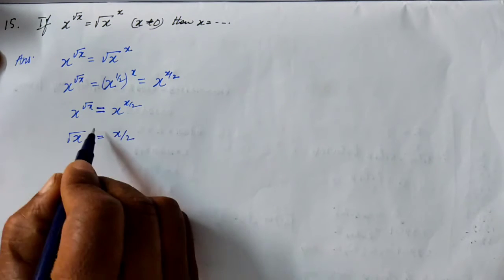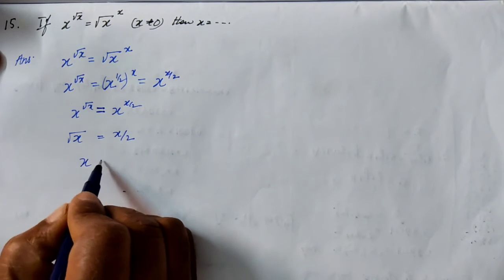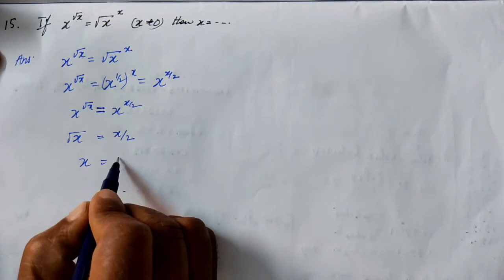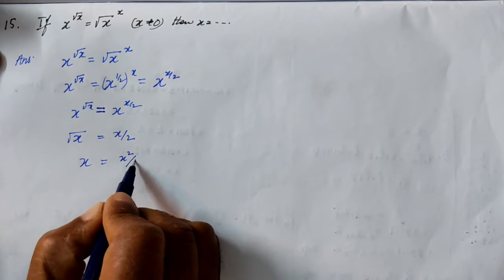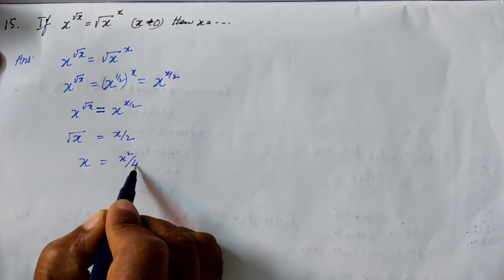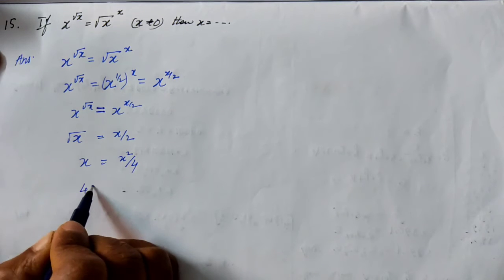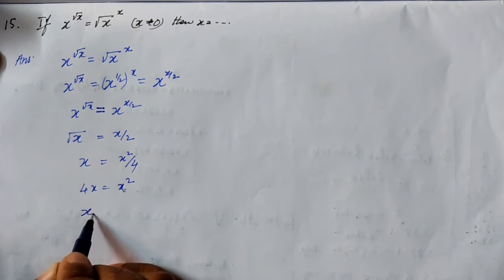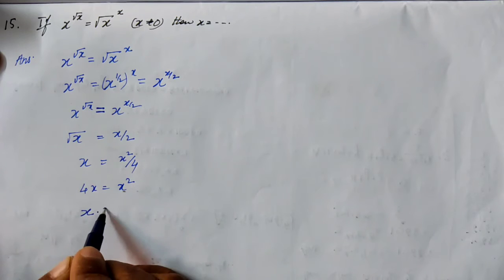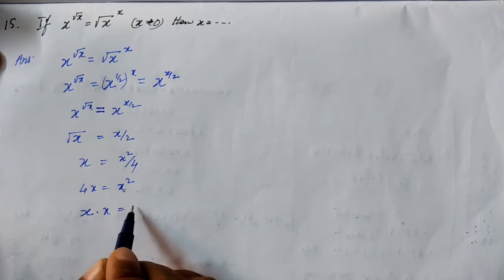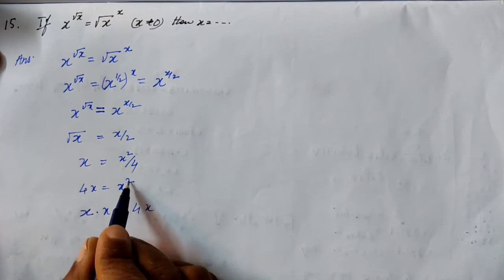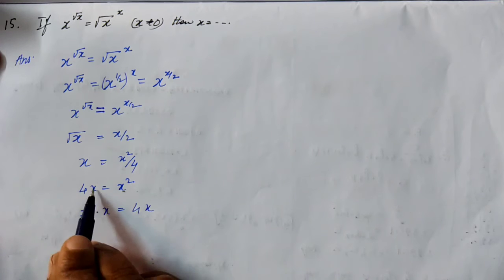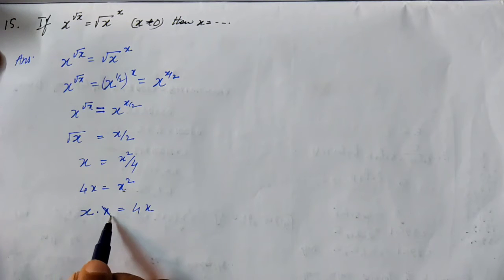Squaring on both sides, this will become x, and the right side becomes x square by 4. Transposing the 4 to this side, 4x is equal to x square. So x square means x into x, and this is 4x. Now x gets cancelled, so x is equal to 4. The value of x is equal to 4.